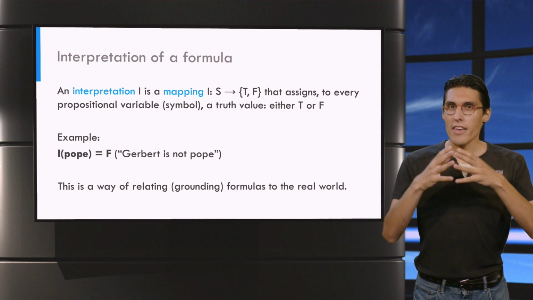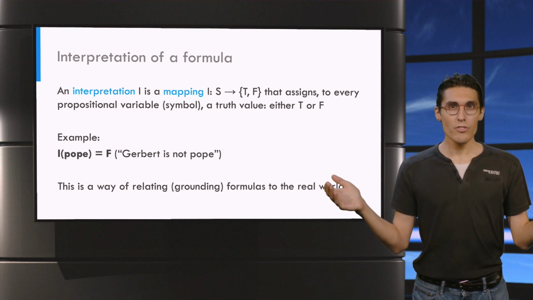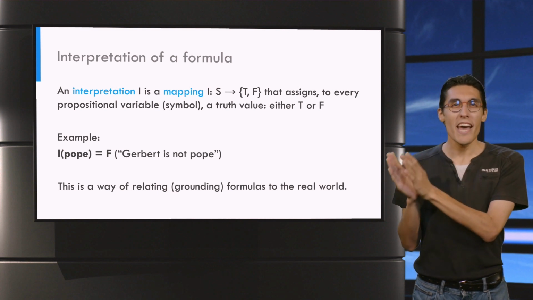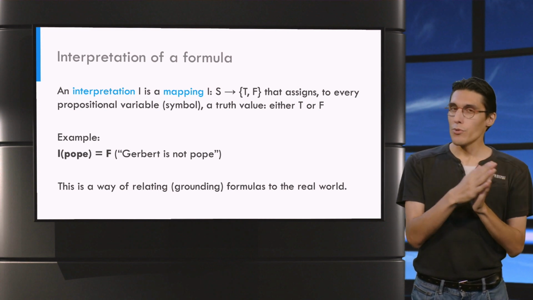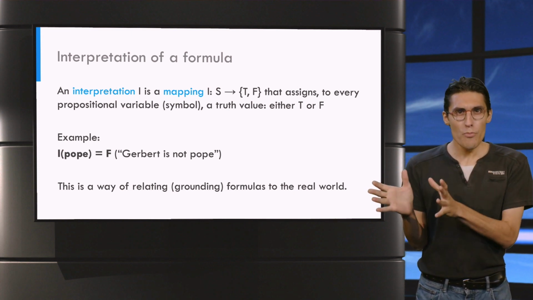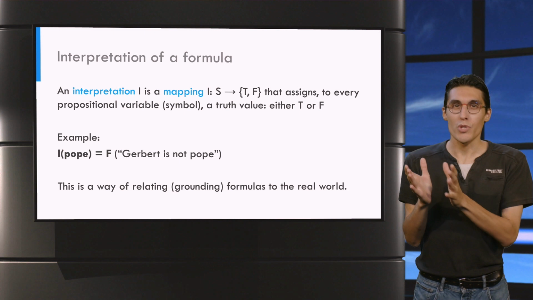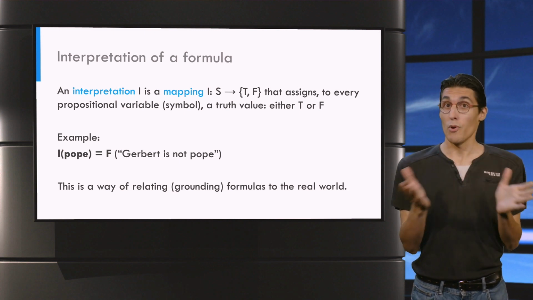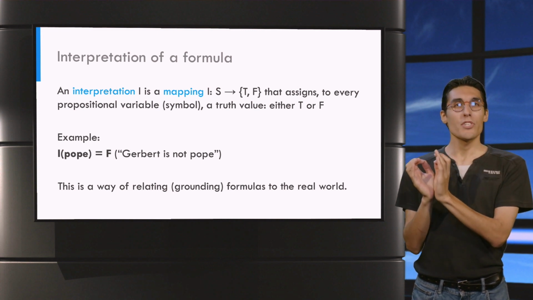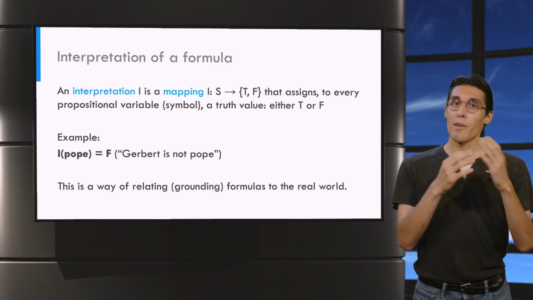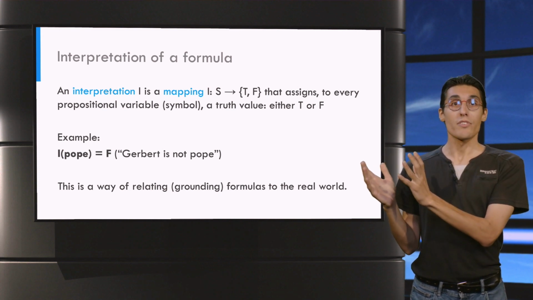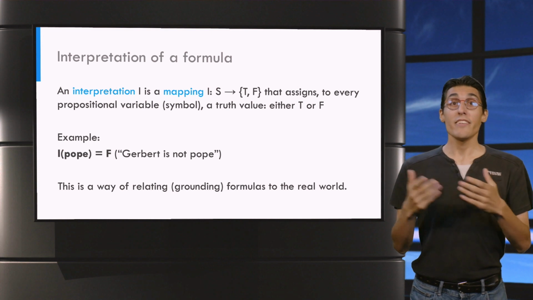To know whether a formula is true or false, we also give meaning to operators. We define how they behave. For example, to compute the truth value of the atomic formula Pope, that is a single symbol to express the fact that Gerbert is Pope, we need to know the truth value of the single propositional variable Pope. For example, I of Pope is equal to false, which means Gerbert is not Pope.